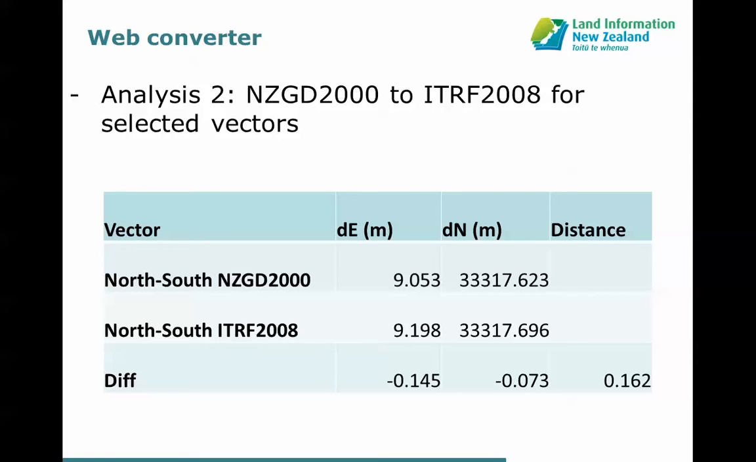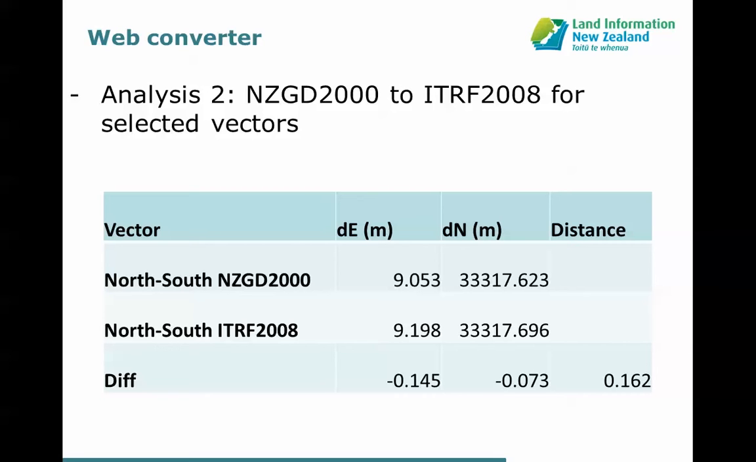So what I've done here is I've taken the difference between the north and the south GD2000 point, and the north and the south ITRF point, so that's providing 2 vectors, one in terms of GD2000 and one in terms of ITRF. So when we do those calculations in the table, we see the change in east and the change in north for each one, and then I've done the difference between them. So in the east, the difference between those 2 vectors is about 14 centimetres, and in the north component it's about 7 centimetres, for a total difference of 16 centimetres.